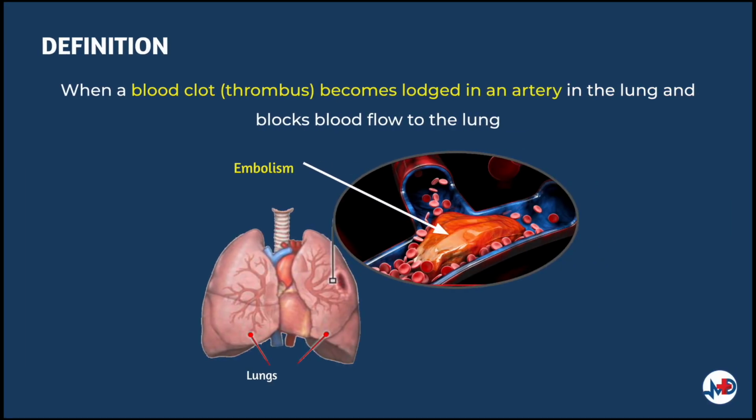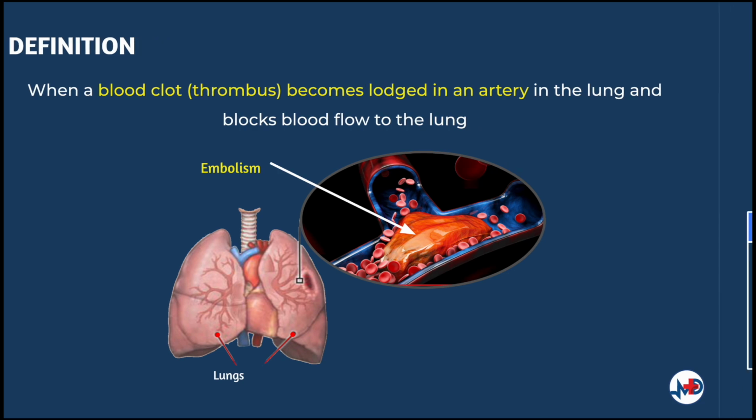Pulmonary embolism is a blockage of an artery in the lungs by a substance that has moved from elsewhere in the body through the bloodstream. It is when a blood clot or a thrombus becomes lodged in an artery in the lungs and it blocks the blood flow to the lungs.